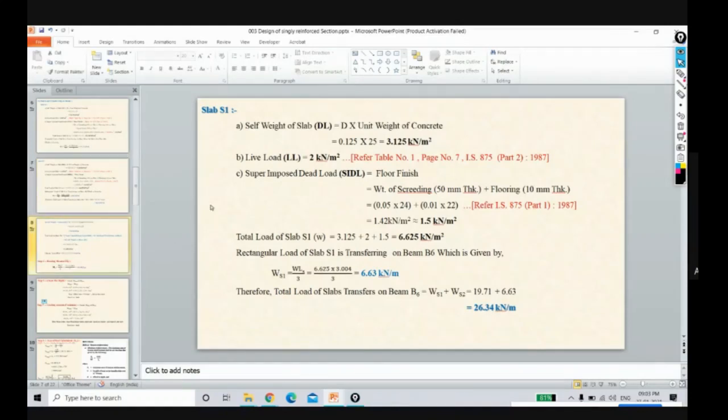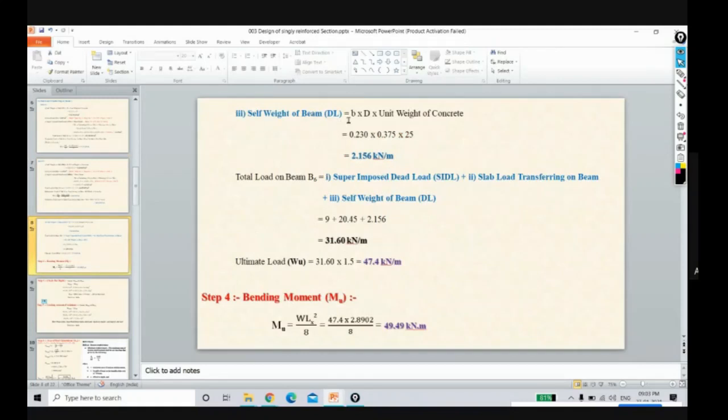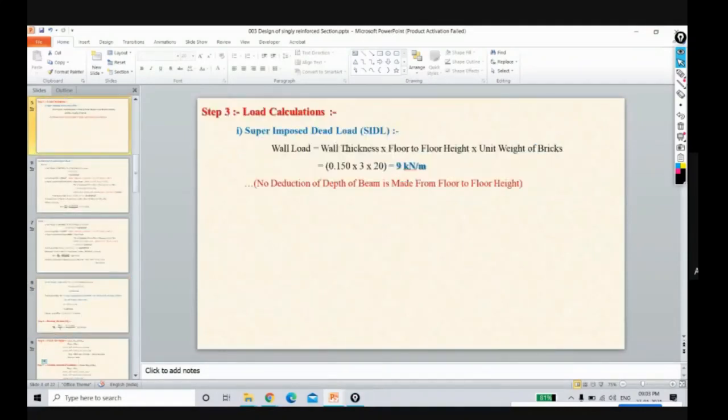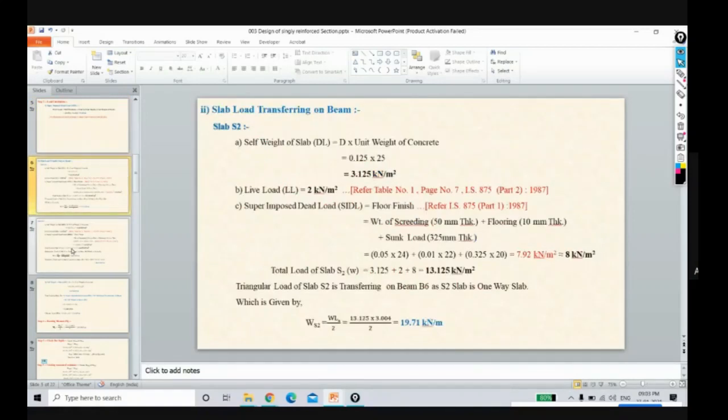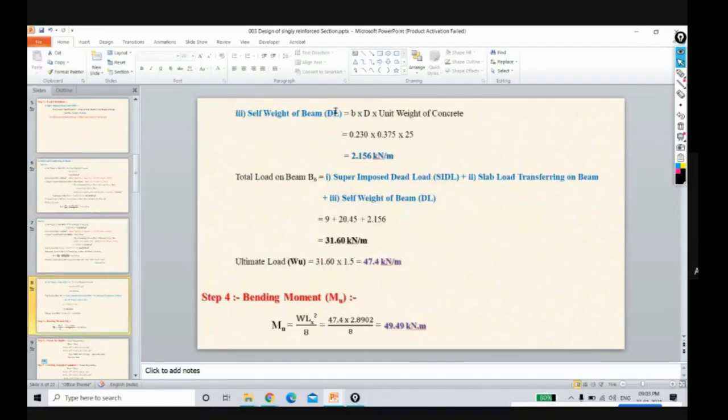Okay. Now next one is self-weight of beam: B into D, overall depth, into density of concrete. Live load should be there. Live load, I think we have considered. Super dead load, wall load, that is 9 kilonewton per meter, correct? 9 kilonewton per meter is super dead load. Then second, we have considered load transferred from the slab, and third, self-weight of beam. So total load of beam is 31.60.